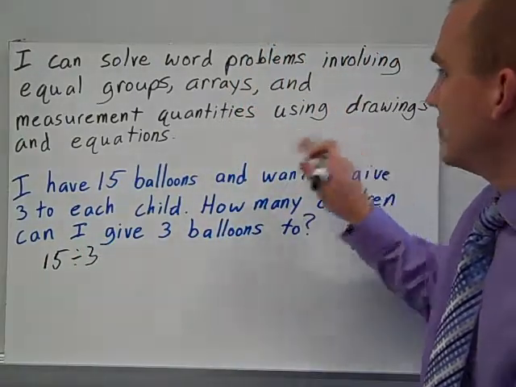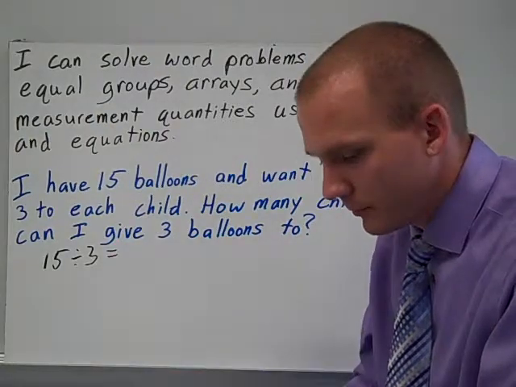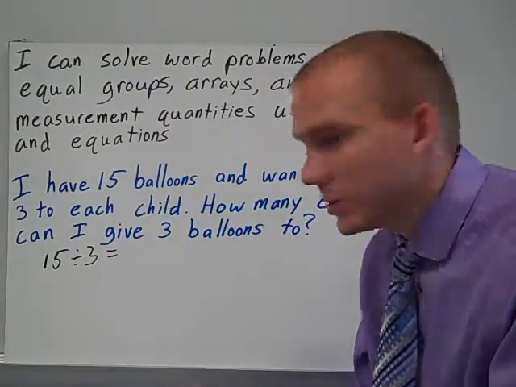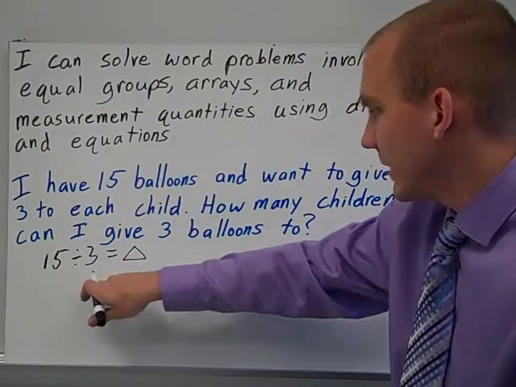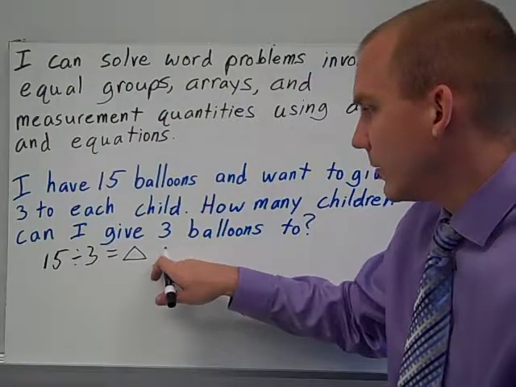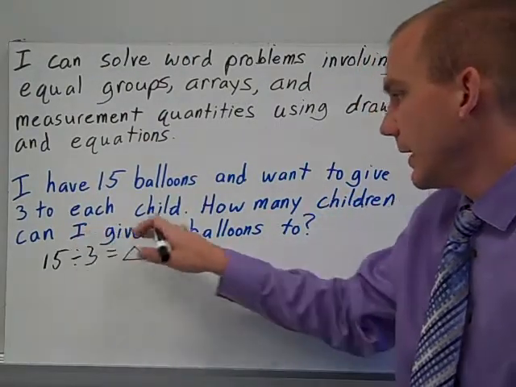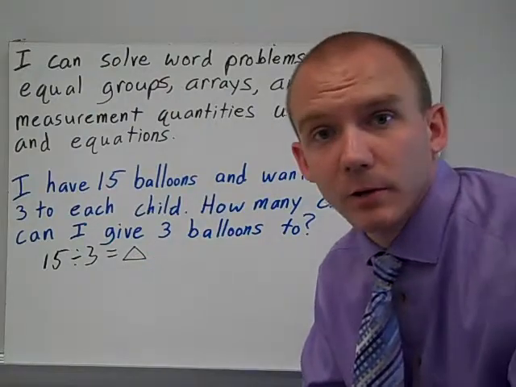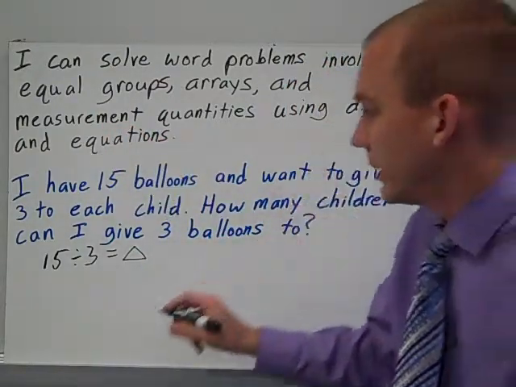Now, to do that using an equation, it has to be 15 divided by 3 equals something. Well, we don't know the answer to start, so what I'm going to do is put a triangle in there, a shape, an unknown. 15 divided by 3 equals triangle. And triangle will, at the end of this, tell me how many children I can give 3 balloons to. So let's go ahead and now draw a picture, a drawing.